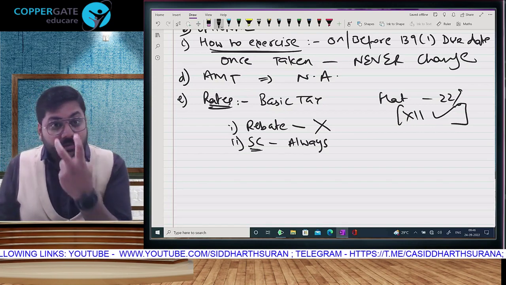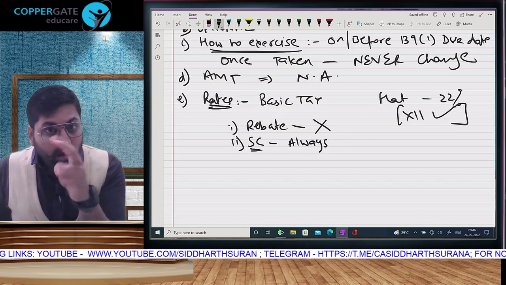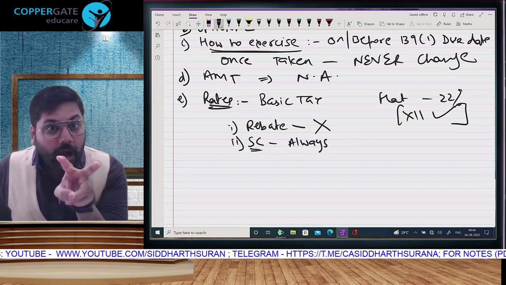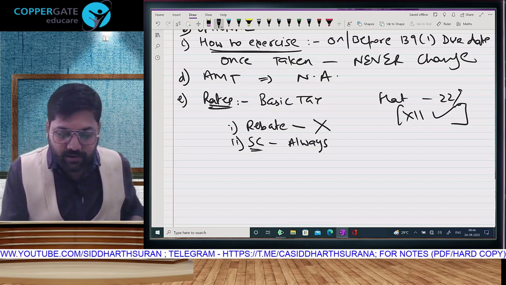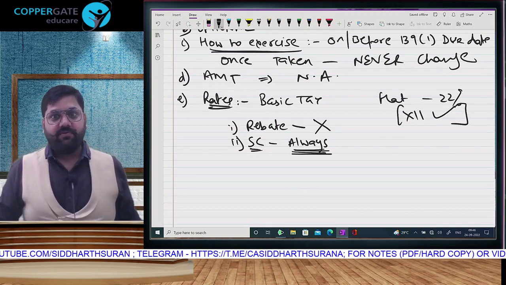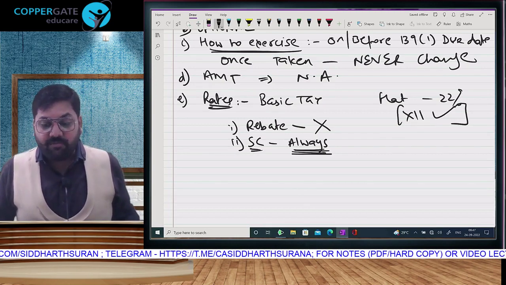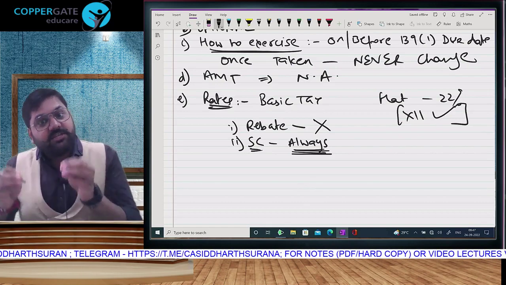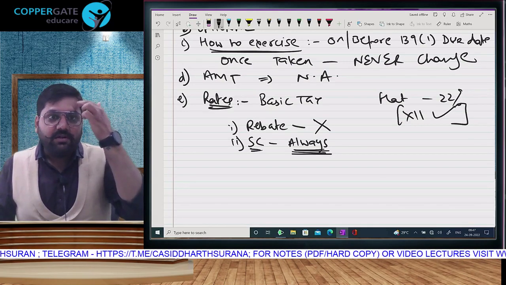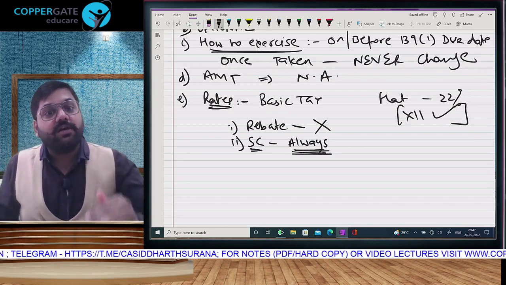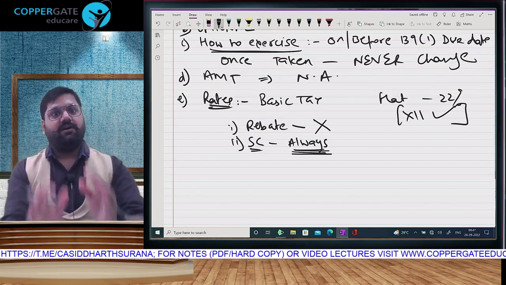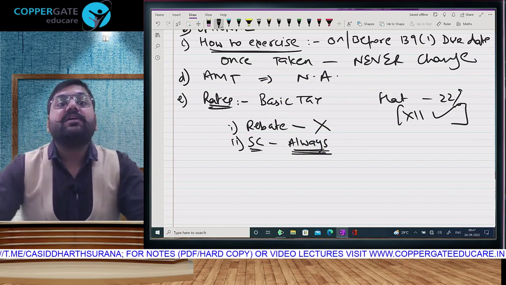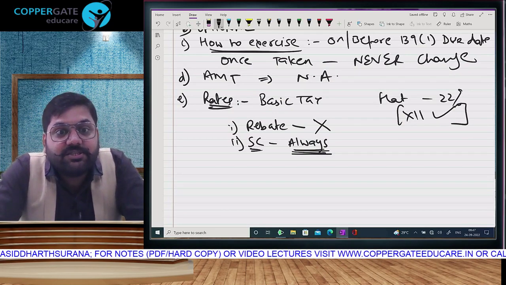But in the new regime, eyes open, ears open, nose not required. Always. Matlab, if the income is 1 rupee, still there will be surcharge. If it is 10 rupee, 1 crore rupee or 1000 crore rupee, surcharge will always come, always come. This is a case of fixed surcharge.